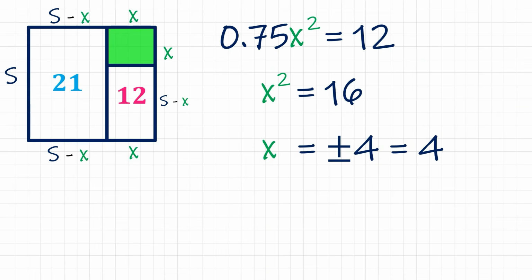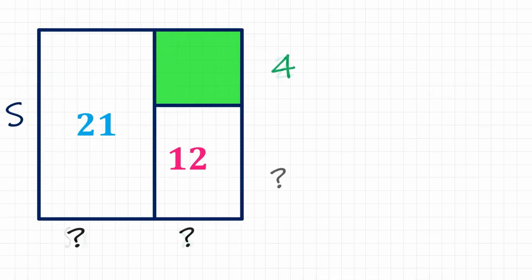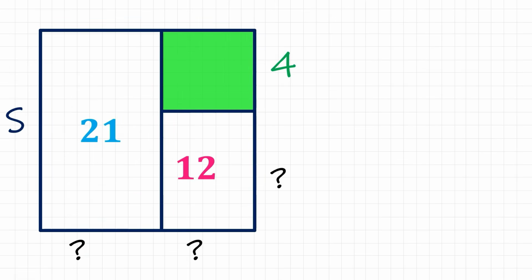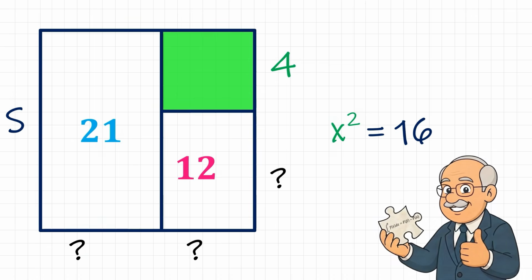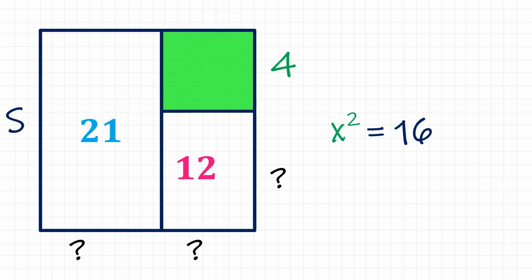With the side length found, the final step is effortless. The area of our green square is simply 4 squared, which gives us a final area of 16. What started as a seemingly impossible puzzle gracefully unwinds into perfectly clean numbers.